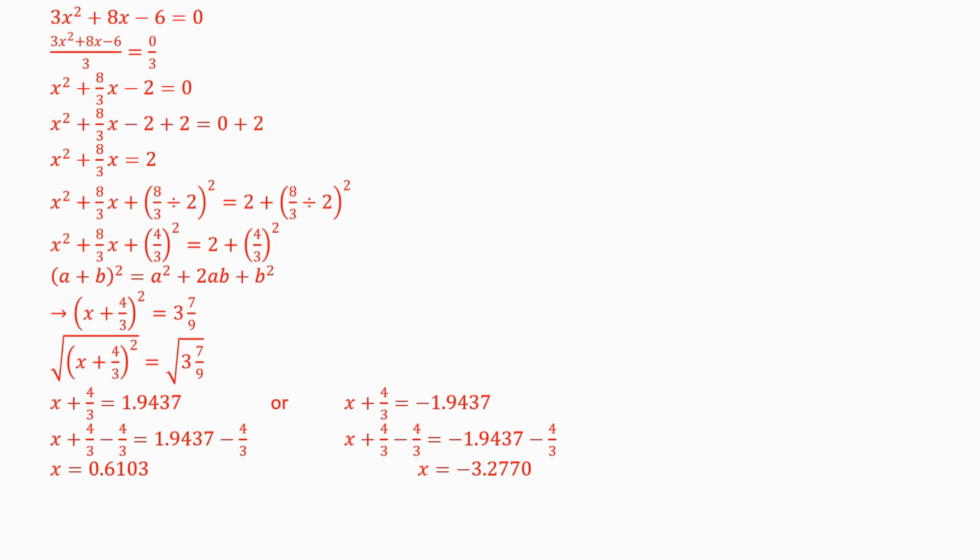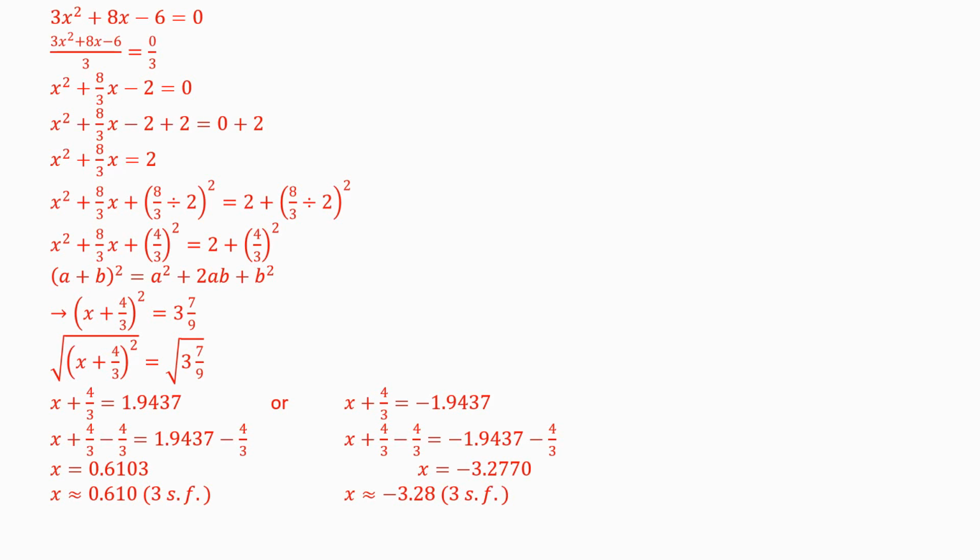3.2770. Remember, we've been asked to give our answer to three significant figures. So in the first case, x will be 0.610. That is to three significant figures. And in the second instance, our x is negative 3.28 to three significant figures.